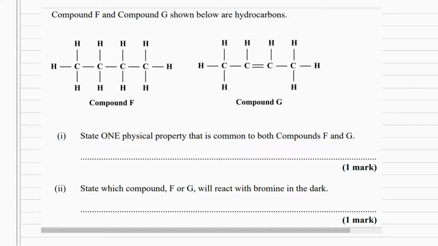All right, so moving on. Compound F and compound G shown below are hydrocarbons. Hydrocarbons are compounds that have carbon and hydrogen atoms. State one physical property that is common to both compounds F and compound G. So let's see, what is compound F? Compound F is an alkane here. You can know that it's an alkane because it only has carbon single bonds. And compound G is an alkene. You know it's an alkene because we have a double bond present here.